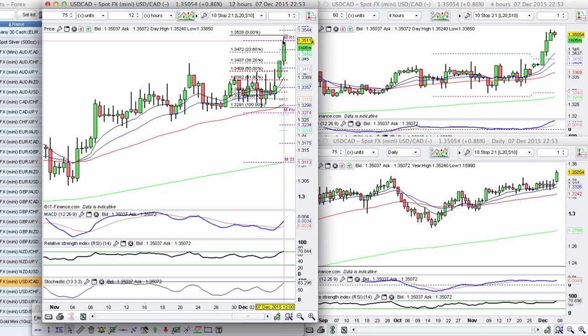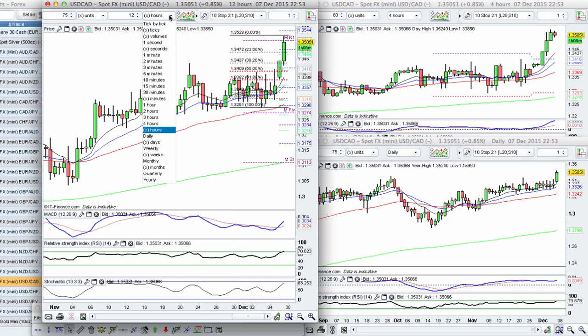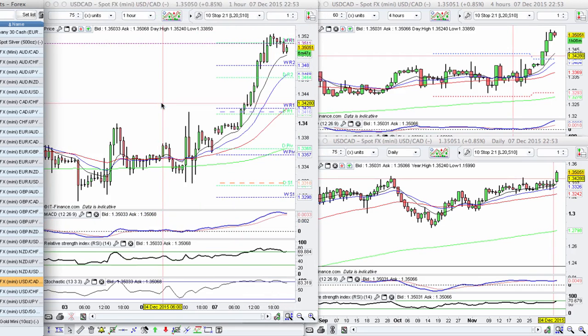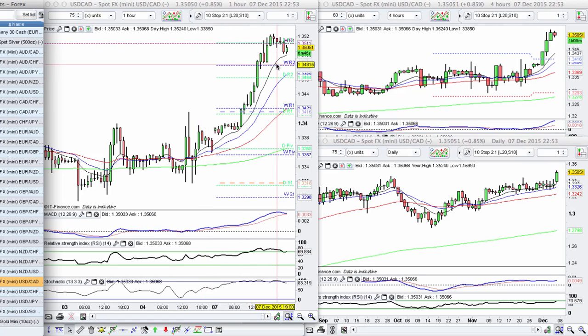However, there's a bit of a pullback going on here. It's a big move that we had, so we might not get that pullback into this area. In that case, I'll be looking down the time frame into the 1 hour and looking for trading opportunities as the market is pulling back into the buy zone.